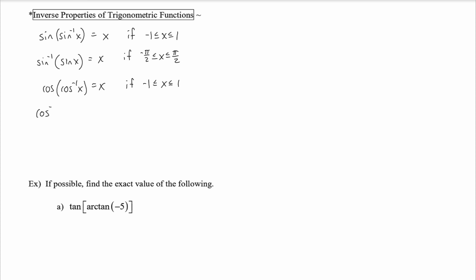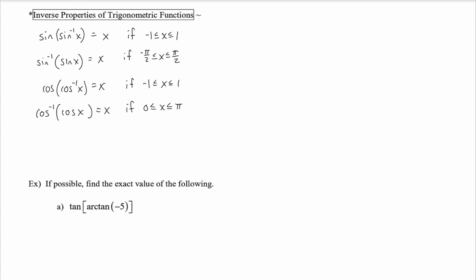If I reverse it, it will output x as it should, but only if x is between 0 and pi, because we restricted everything so that inverse cosine only ever gave me back an angle between 0 and pi.